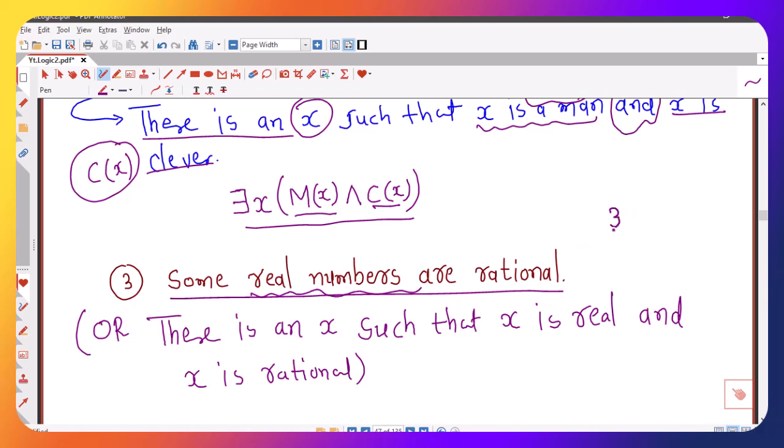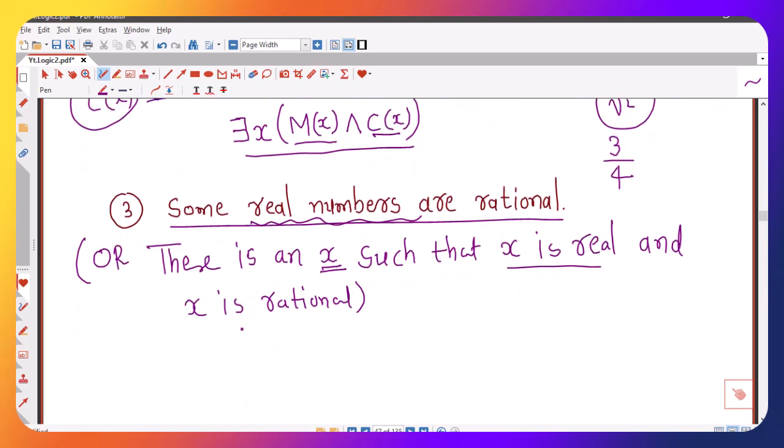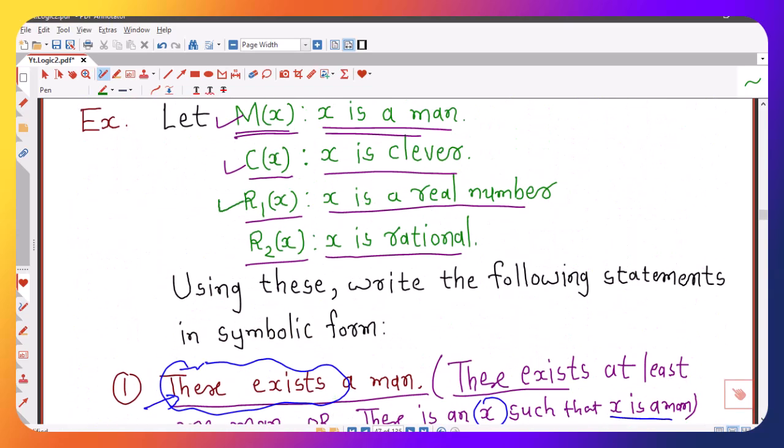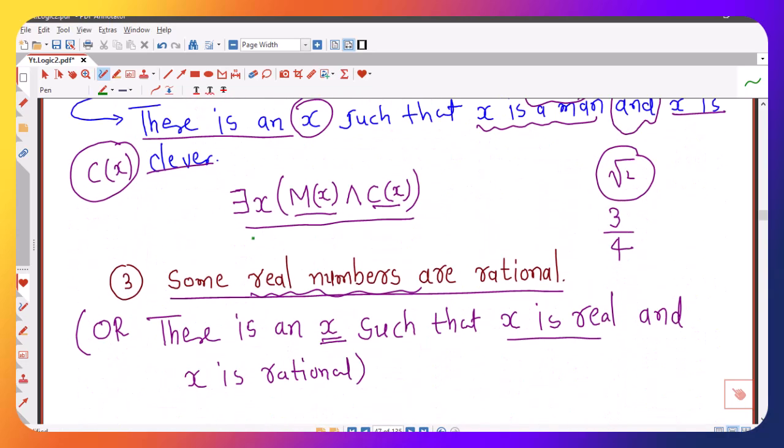For example, we know that 3/4 is a real number and it is a rational number also, and we know that root 2 is a real number but it is not a rational number, it is an irrational number. So that is the meaning of this statement, that we can have at least one x such that it is real as well as rational. So for this we have to see what the notations are. X is a real number is denoted by R1(x) and x is rational is denoted by R2(x).